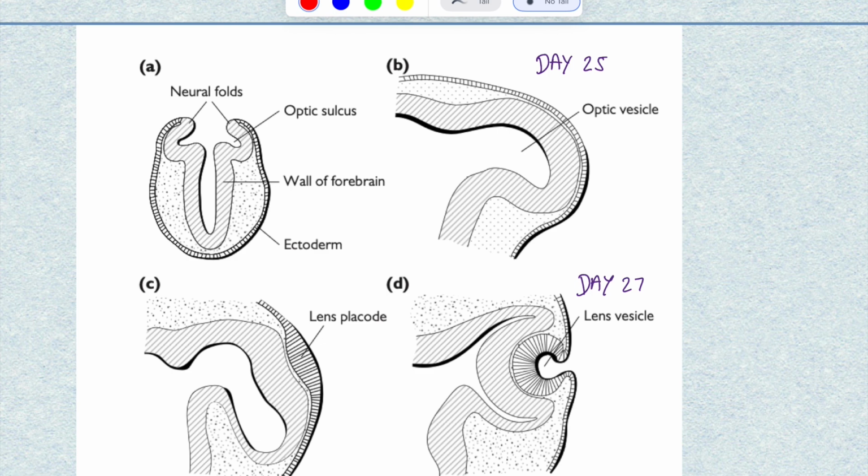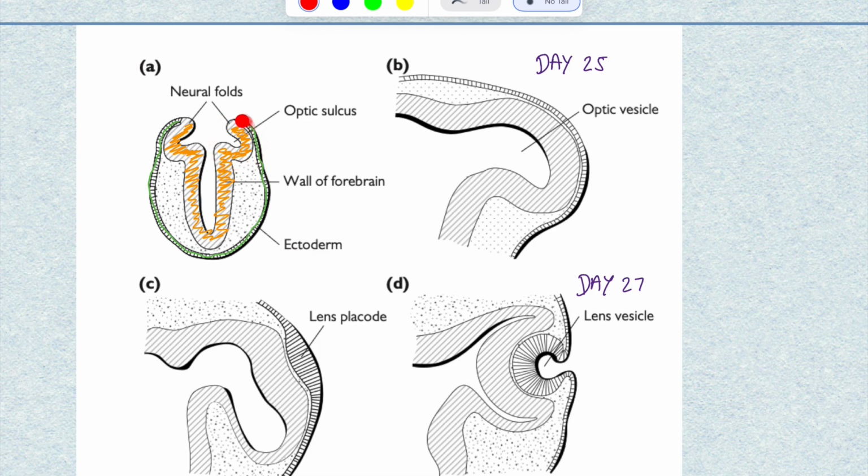Let's look at that diagram in a bit more detail. We've got our optic sulcus on the edge here. In this invagination of the neural tube, we have neural folds, okay? And these are created by neuroectoderm, okay? This is all neuroectoderm. And on the outside, we also have ectoderm, but because it's on the outside, it's on the surface, this is surface ectoderm.